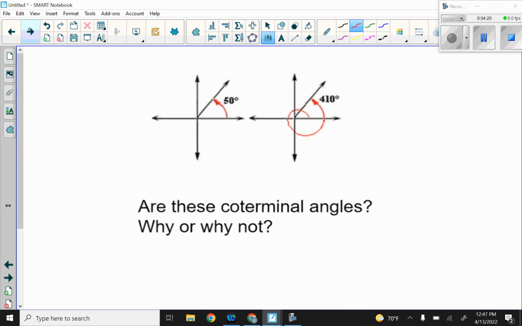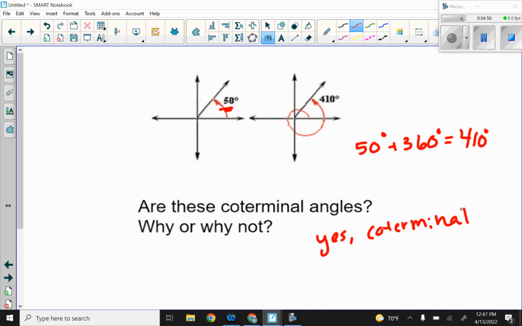So for example, are these two coterminal angles? Why not? We're going to start with 50, since we're in degrees. 50 degrees plus 360 degrees is 410 degrees. So yes, they are coterminal. And once again, that's because when we added 360 to 50, we get that 410.